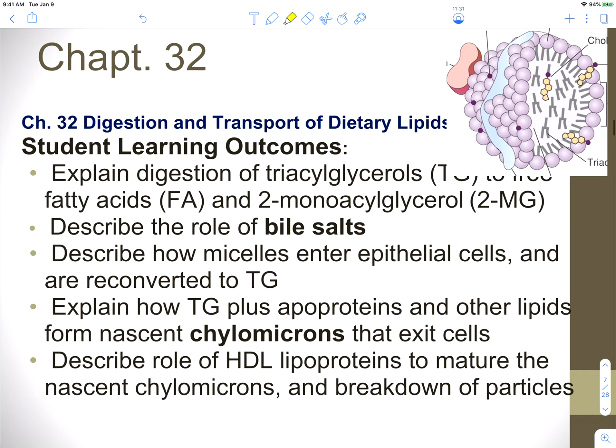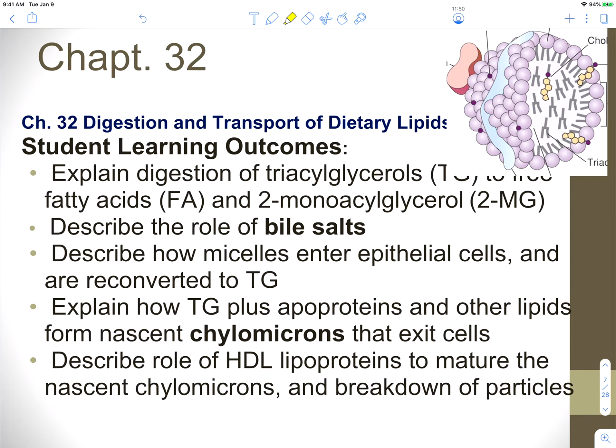All right, so we're going to start this journey by talking about digestion and transport of your lipids. So we're going to talk about digestion of triacylglycerols. We're going to bring in bile salts, micelles, and then we're going to explain how those triacylglycerols get broken down, absorbed, then rebuilt, packaged, and sent out into the blood.